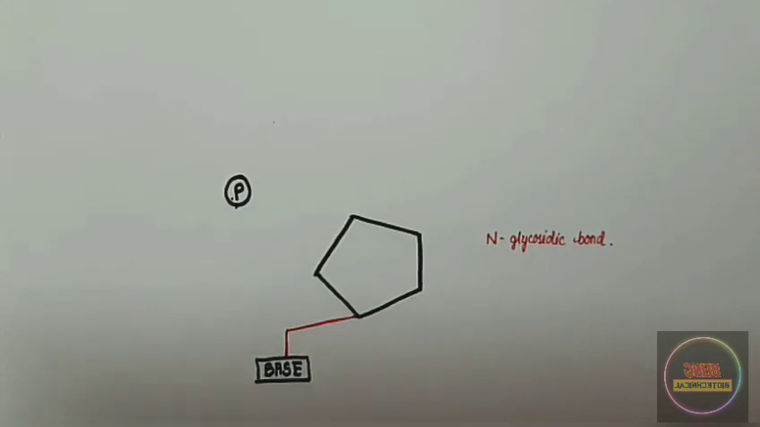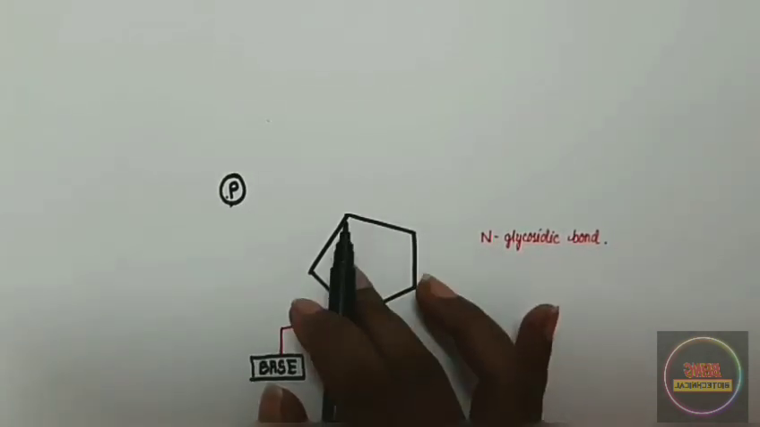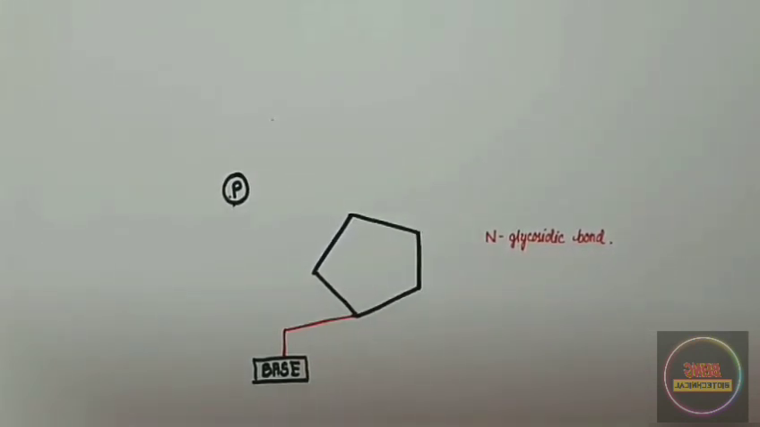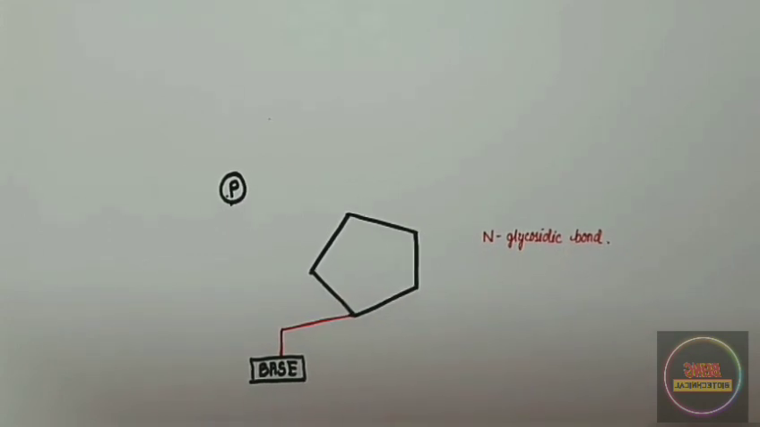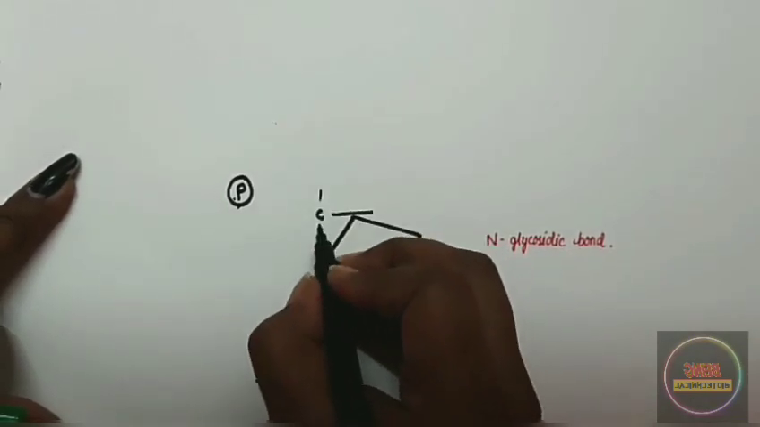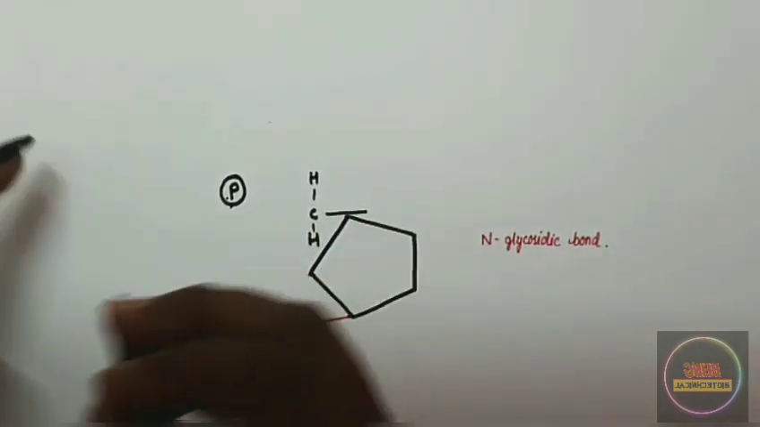Now this phosphate group would be attached to the 5' carbon of this pentose sugar, which is CH2OH. The 5' carbon is this CH2OH. So now let us join this phosphate group to the pentose sugar. Done.